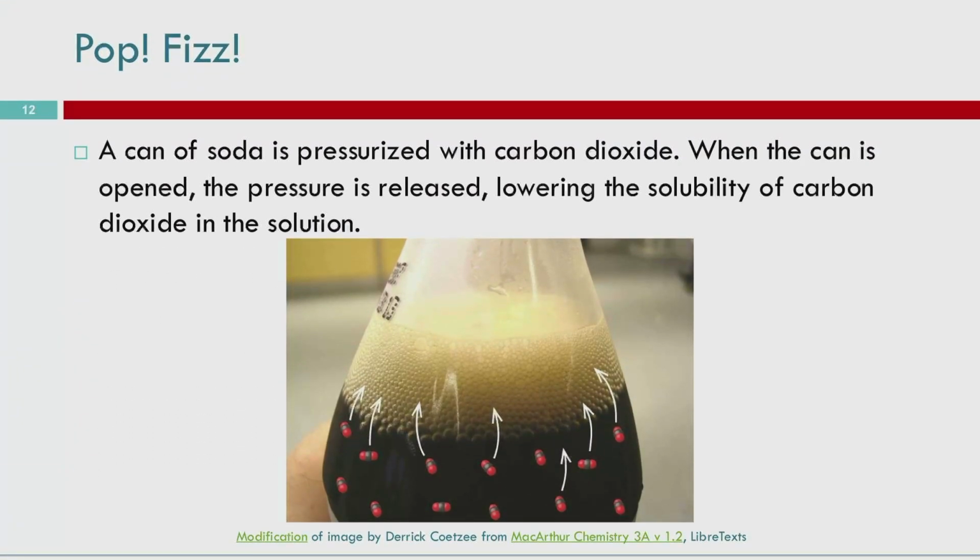A can of soda is pressurized with carbon dioxide. I believe it's about 2 atmospheres. When you open that can of soda, there's that big whoosh, that fizz, and hopefully not a mountain of soda. That's the pressure releasing from the can of soda. And when that happens, it lowers the solubility of the carbon dioxide in the solution, and that's why your fizzy drinks initially bubble a lot. It's because a lot of carbon dioxide is coming out. Your can of soda is supersaturated, and so the bubbles are CO2 leaving your drink.